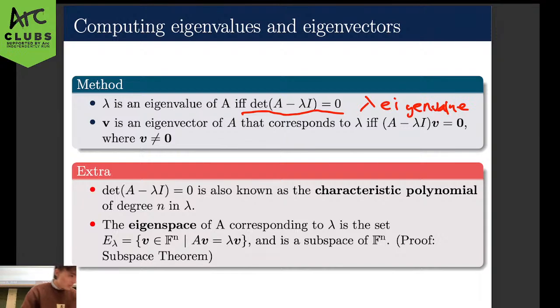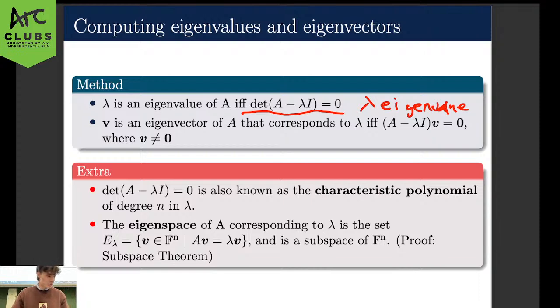And then to find the corresponding eigenvector for any eigenvalue, what you do is solve the equation A minus lambda I multiplied by V equals 0, where V is non-zero, because trivially, if you input the zero vector into a matrix A, you get a zero vector back, which would make it an eigenvector if we didn't change our definition.